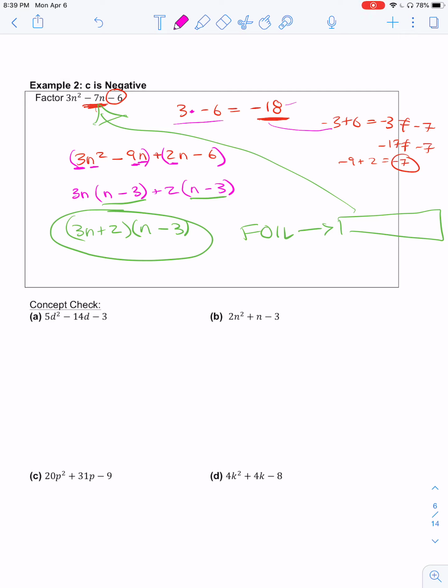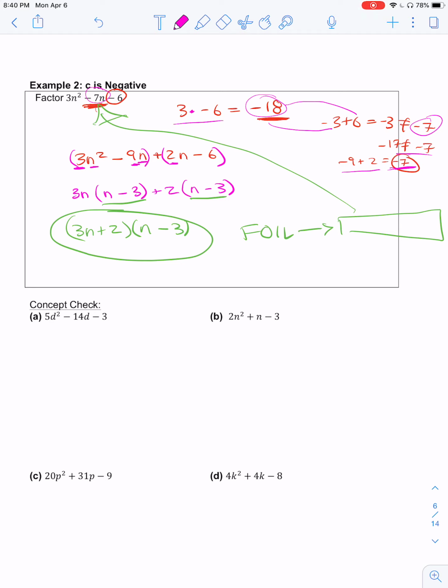So -3 times 6, -3 plus 6 is 3, which is not equal to this number in the middle, -7. Then we have -18 times 1, that's -17. Again, not equal to -7. And then we have -9 times 2, which gets us -18. So -9 plus 2, that does equal -7.